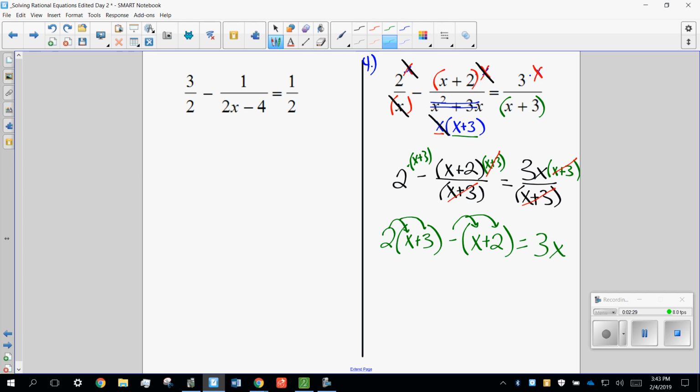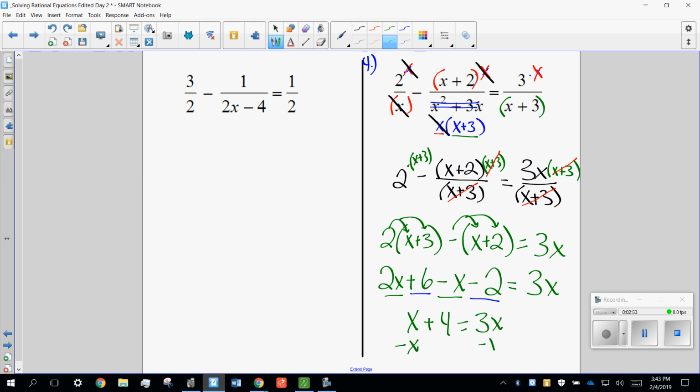So let's multiply all this out. 2x plus 6 minus x minus 2 equals 3x. Combine some like terms here and here, get x, and here and here, get plus 4 equals 3x. Subtract x from both sides, get 4 equals 2x, divide by 2, x equals 2.